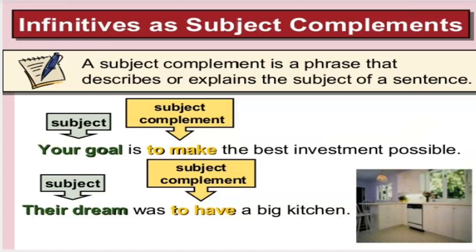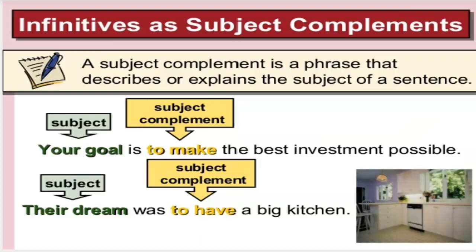Now, you already know what is a phrase. A phrase is a group of words in a sentence which gives some meaning but not complete meaning. I have uploaded a video on different types of phrases. For better knowledge, you can watch that video in this channel only. Let us see this example. Your goal is to make the best investment possible. Your goal is the subject. Is to make. Your goal is to make means it is describing more about the subject, explains the subject, your goal. Therefore, it is the complement and to make is the infinitive used as the subject complement.